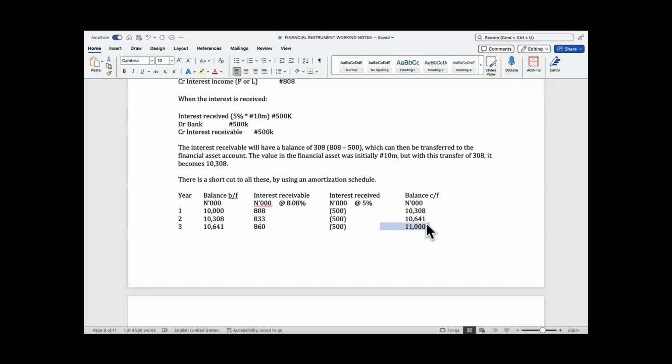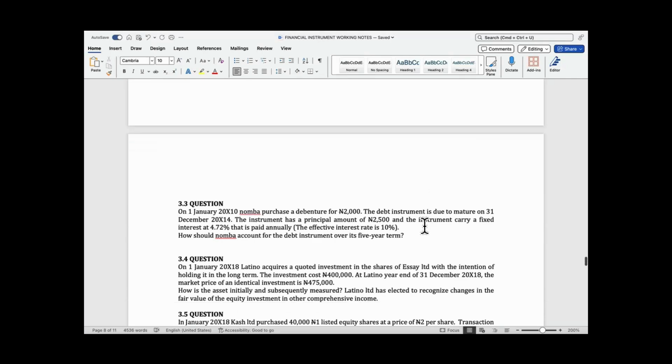I mean, this table leaves us in a position where we want to be, because this 11,000 happens to be the maturity amount, how much we are getting paid at maturity. So fantastic, everything checks out. As soon as they are paying me the 11 million, I'll just debit bank and credit this financial asset. It nails off. Everything goes off the right way.